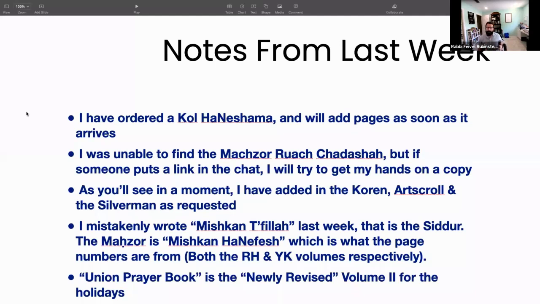So a little bit of notes from last week. I saw some feedback about various mahzorim that people are using. I tried my best in the one week time to get my hands on the requested mahzorim. I ordered a Kol HaNeshama. It has not yet arrived. As soon as I have the Kol HaNeshama, this is the Reconstructionist Mahzor, I'll make sure to add that in.